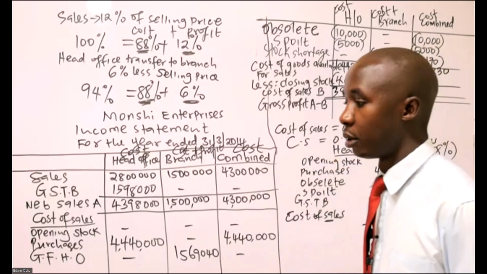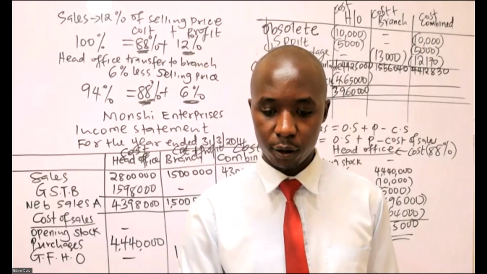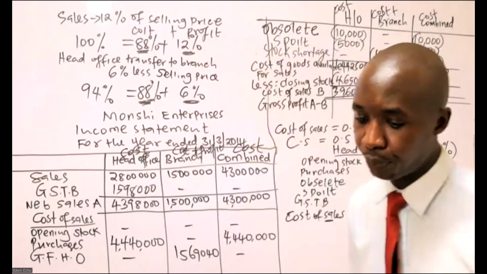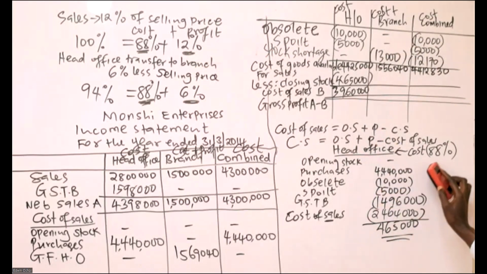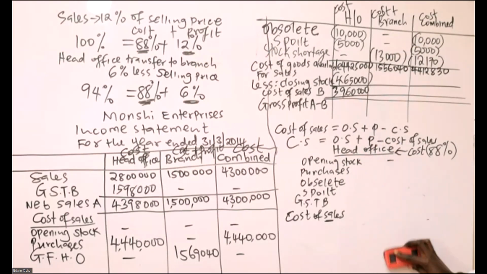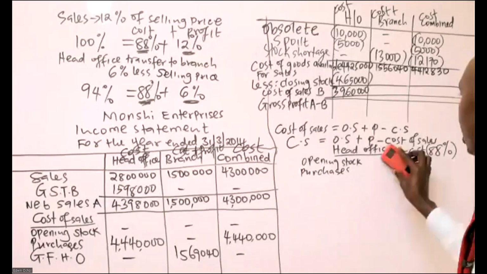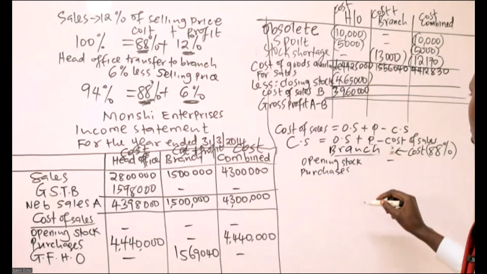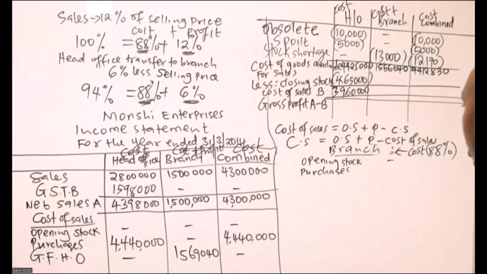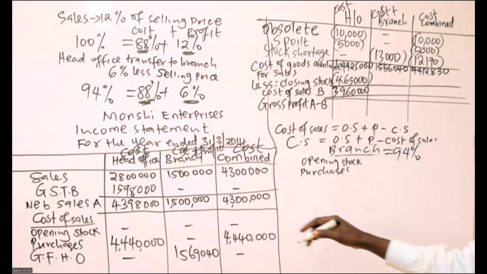So let's compute for the branch. I think I can clear this. So for the branch, remember that this was Edovis. Now we talk about the branch. So the branch is maintained at cost plus profit. Goods are transferred to the branch at 94%.